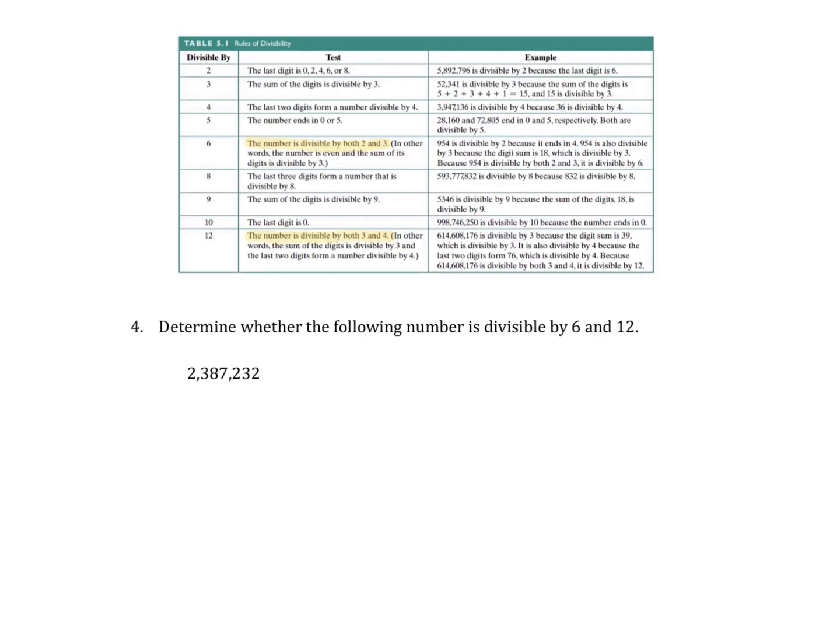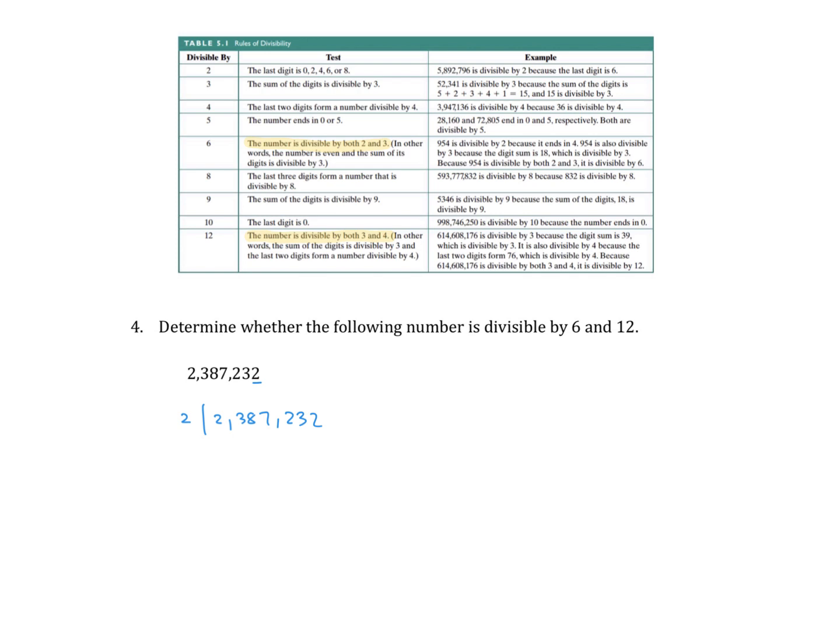So let's take a look at one example. So first I want to know if this number is divisible by 6. I'm going to check, is it divisible by 2? And it's an even number. It ends in 2, so it is divisible by 2. So 2,387,232 is divisible by 2.